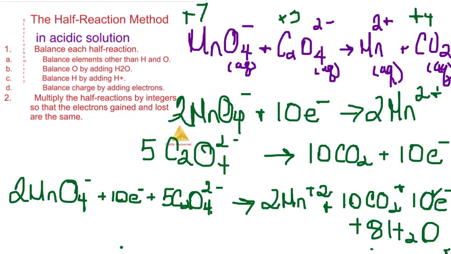Next, we'll have to balance out the hydrogens by adding hydrogen ions. We just added 16 hydrogens to the product side, so that means we're going to add 16 hydrogen ions to the reactant side. We can cancel out our electrons gained and lost, being an equal number, and we're left with our balanced reaction equation.